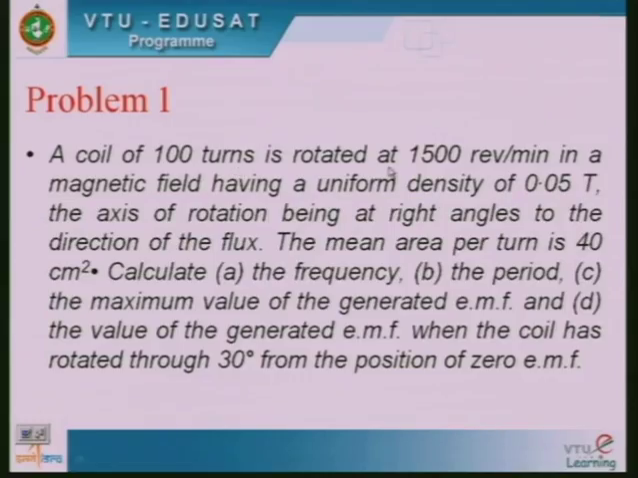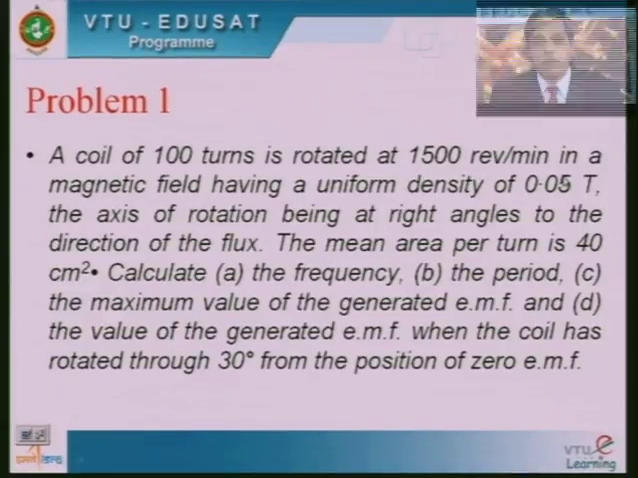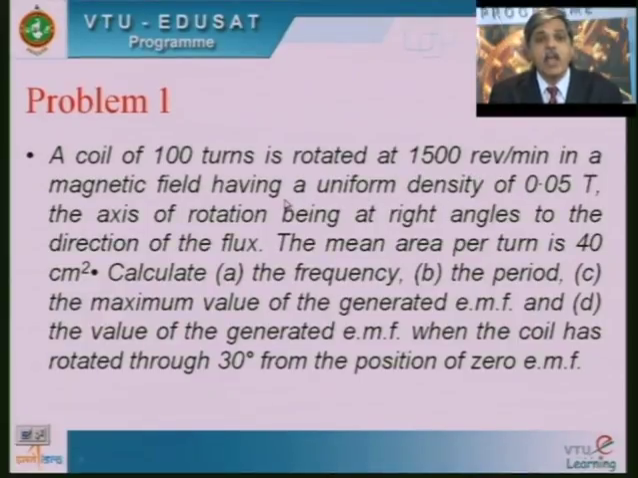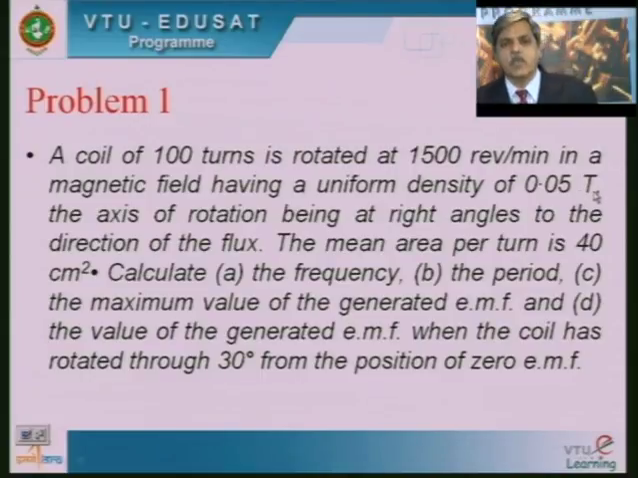A coil of 100 turns is rotated at 1500 revolutions per minute in a magnetic field having a uniform density. Density in the sense it is a flux density here, of 0.05 Tesla. This T stands for Tesla. You can also write this as Webers per meter square. The axis of rotation is at right angles to the direction of the flux. The mean area per turn is 40 centimeter square.